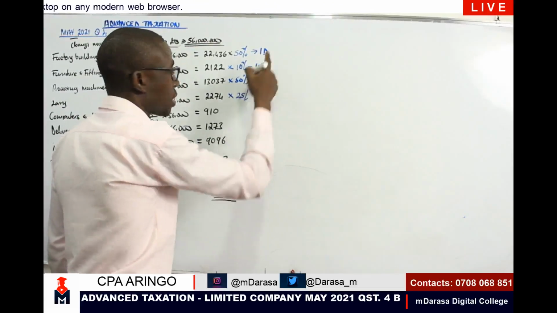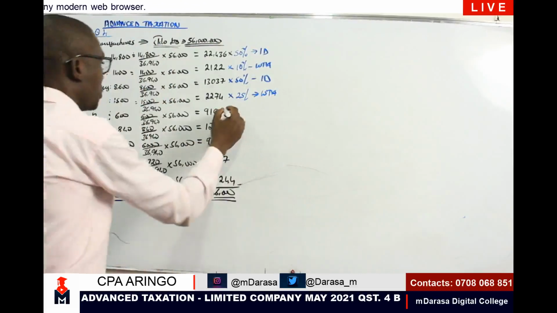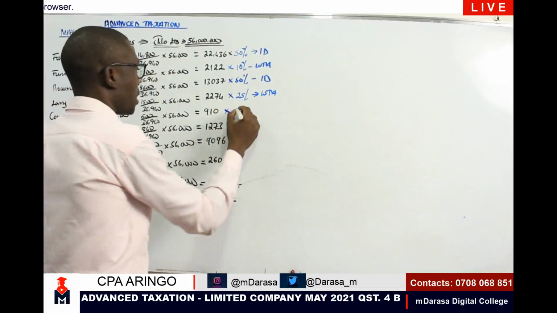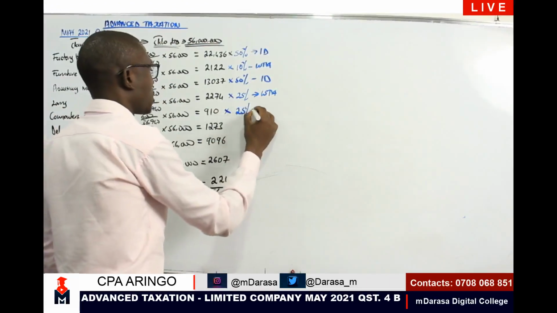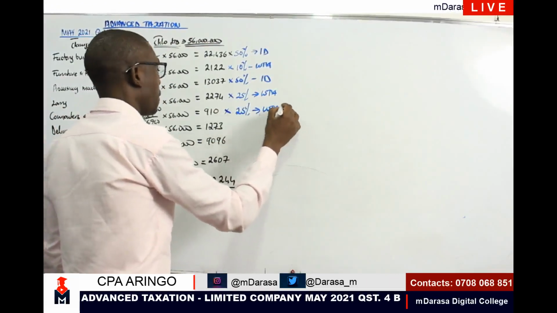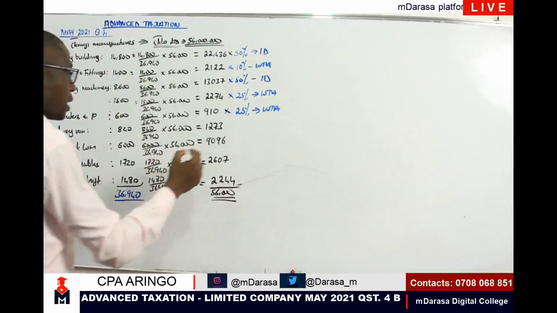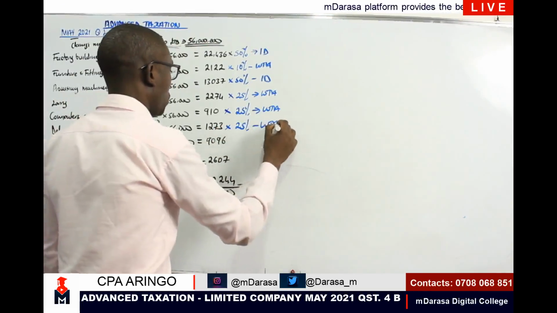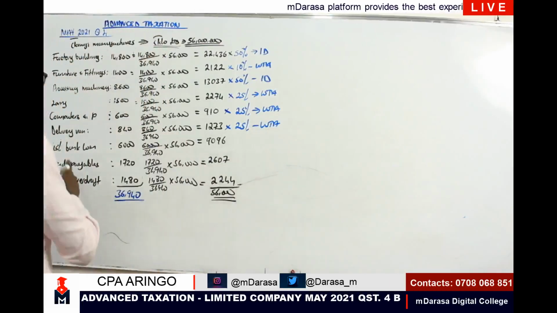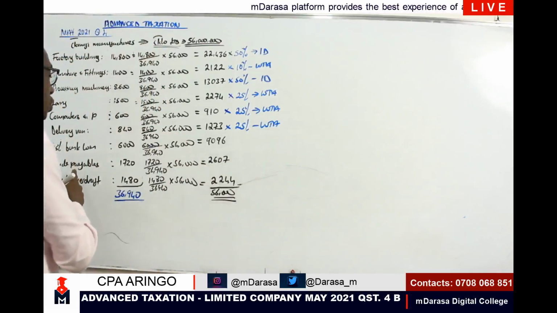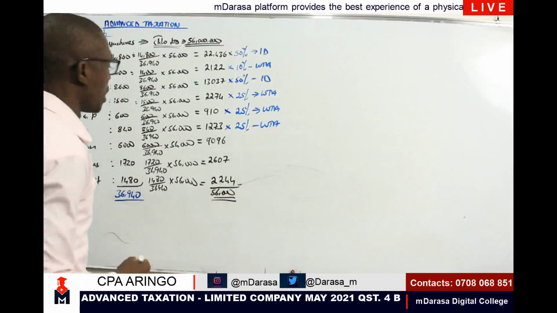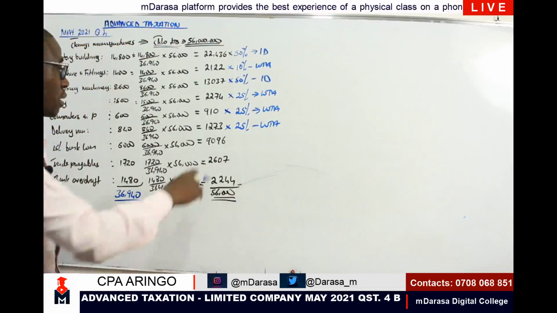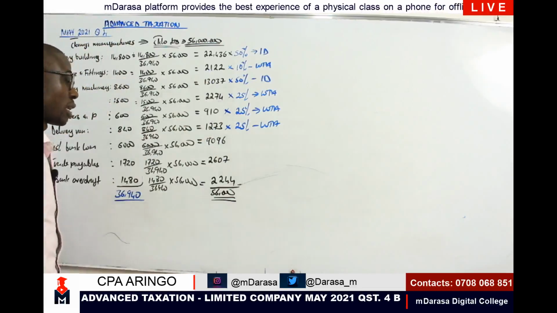I'm writing this so that you guys should understand. I'm talking of the computers and printers. This is, of course, 25% class 2 WTA. Delivery van by 25%, that is WTA. Of course, you're talking of class 3, or talk about aspect to do with class B. So up to this point, this is where we're having our assets, providing them for capital allowances.